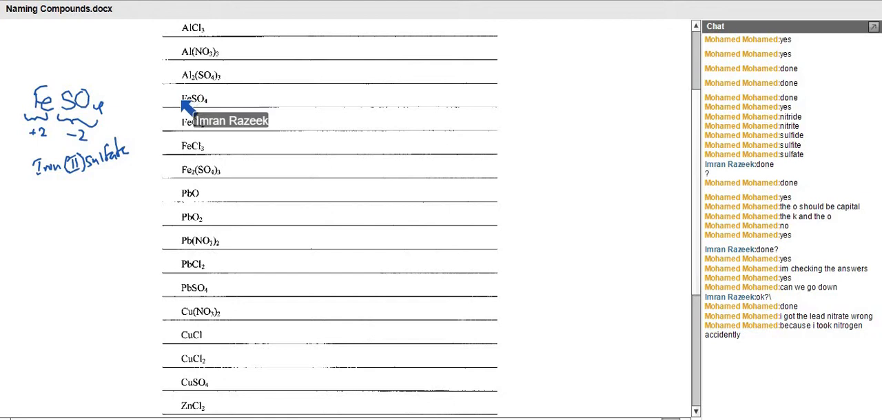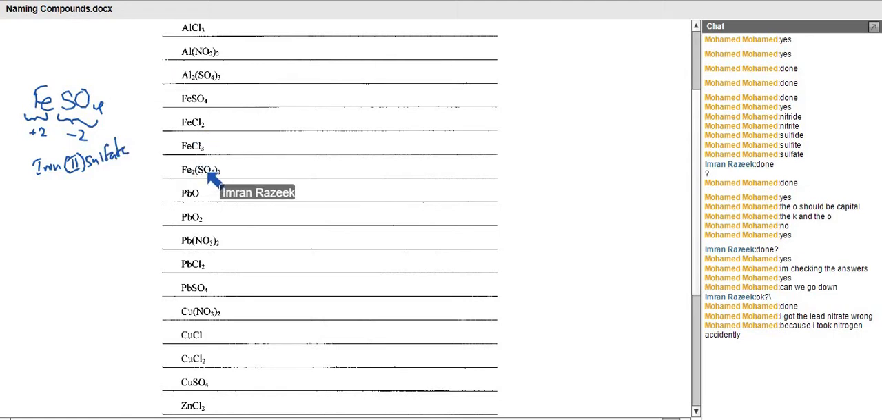Likewise, if it's a multivalency element only, like iron, copper, lead, otherwise you don't. We don't say, for example, for this aluminium 3 sulfate, then you're wrong. Aluminium is not a multivalency element. You don't say zinc 2 chloride, that's wrong, because zinc is not a multivalency element.